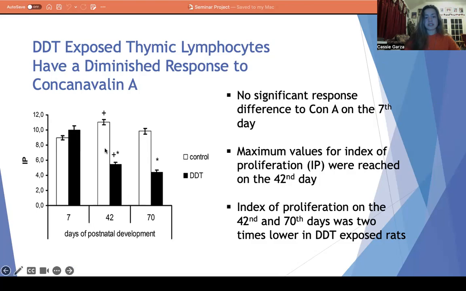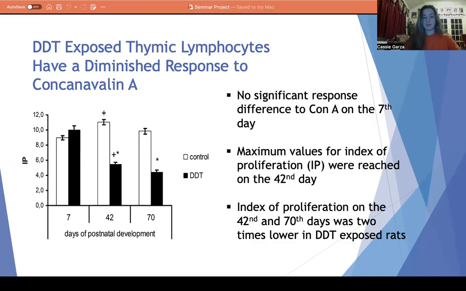And then moving into the 70th day, both values decrease, which ends up leaving the controls with a very high value and the DDT exposed thymuses with a very low value. So these values are regarding the response to con A. The response to the lectin con A, remember what that is? It's going to be the proliferation response of T cells as an anti-cancer immune response.